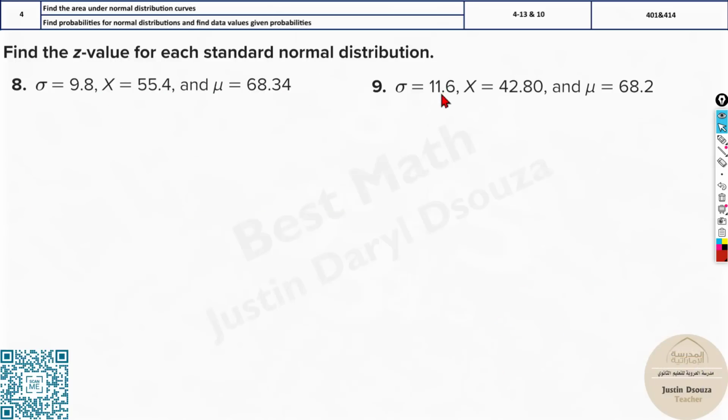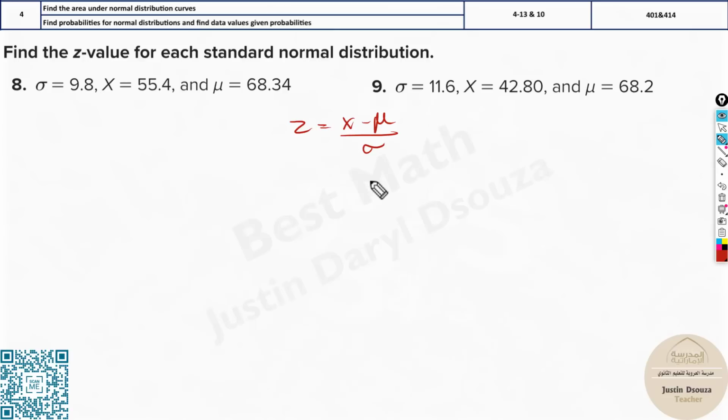Now we have z-value problems. These are very easy and simple problems. All you need to remember is one formula. The z-value is always given as the x value, which will either be given or you need to solve it, minus mu, divided by sigma. Just these three things to remember. Now, z value can be positive or negative.